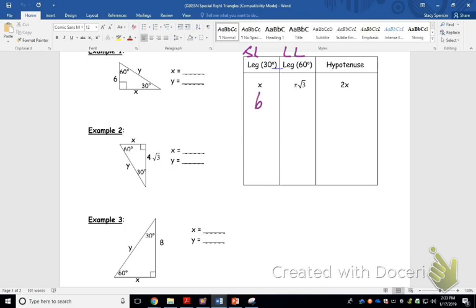Short leg is 6, then what's the long leg? X, Y we know, 6 times square root of 3. You already found X, right? Remember I said this is literally just subbing in. Okay, so if the short leg is 6, the hypotenuse is 12.